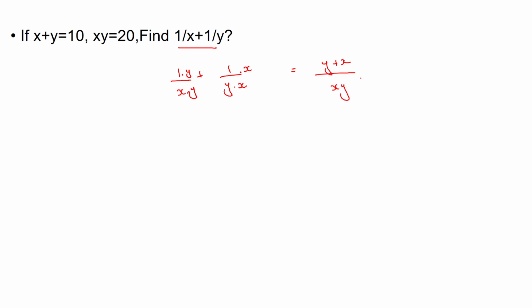Xy, yx, one and the same thing. Y plus x, x plus y, this is also the same. This is basically x plus y divided by xy because the addition follows the commutative property. So I have x plus y is 10, xy is 20. Comes out to be 1 by 2 or 0.5.